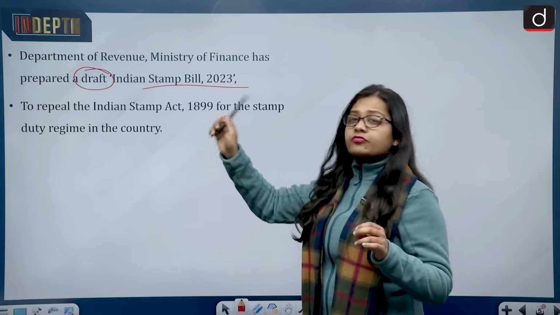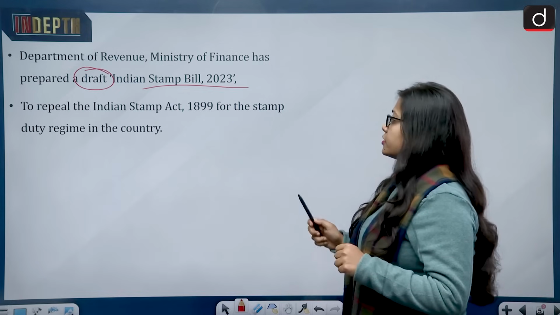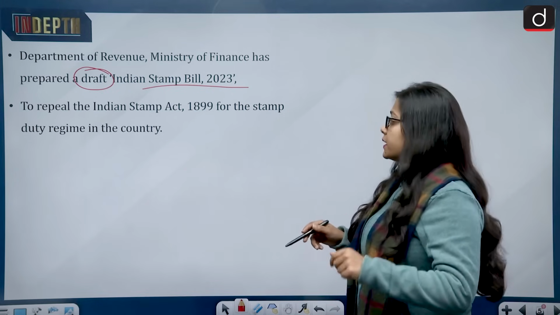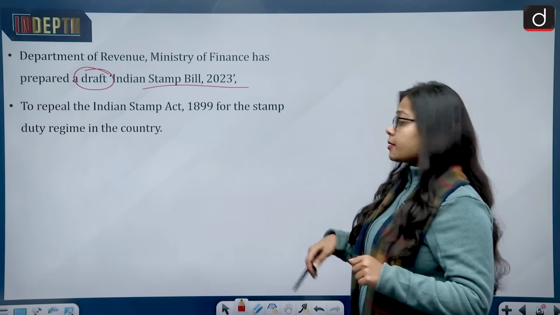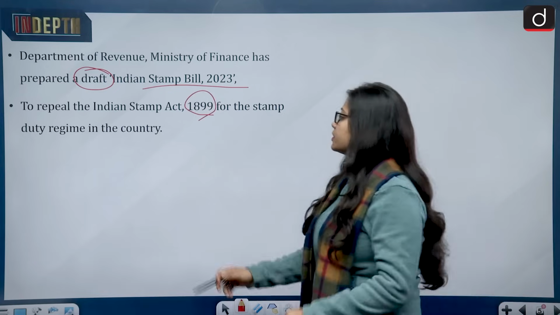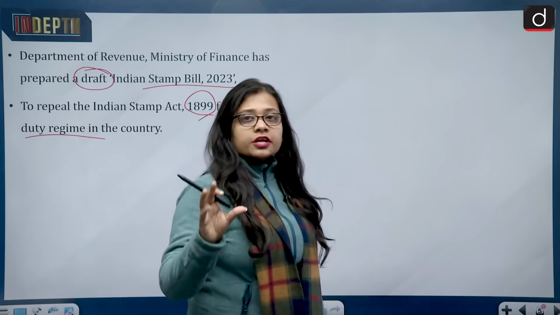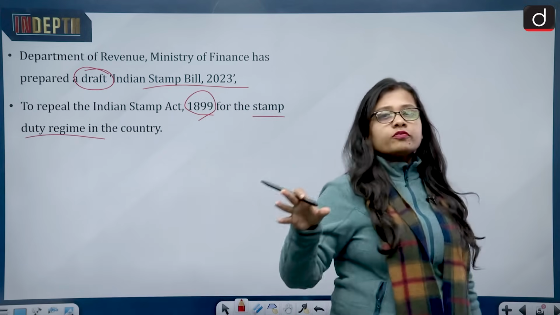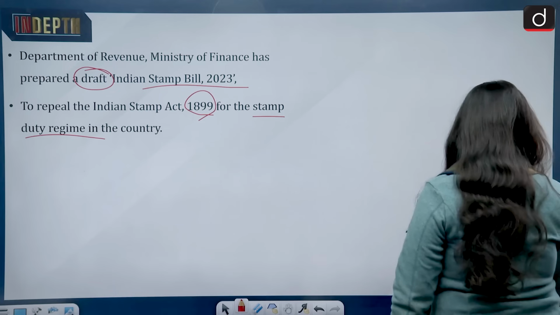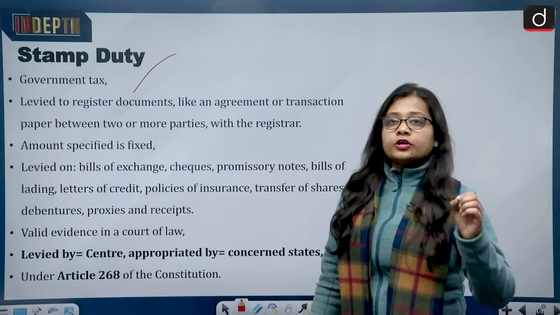So this is a draft bill. This has not become an act till now. So this Indian Stamp Bill 2023 will repeal the already existing Indian Stamp Act of 1899 for the stamp duty regime in the country. It will talk about the stamp duty regime overall. It will set the guidelines and how it will work in the country. So let us first understand what a stamp duty is.